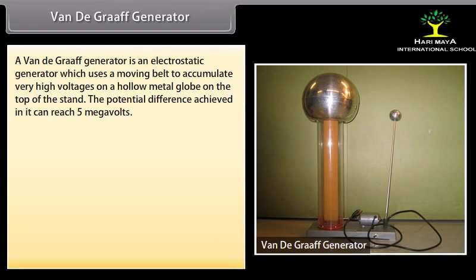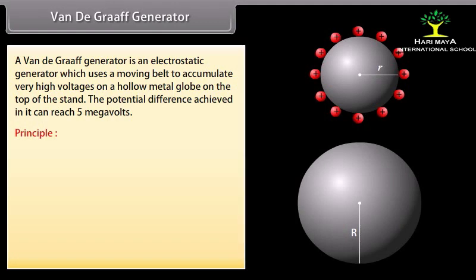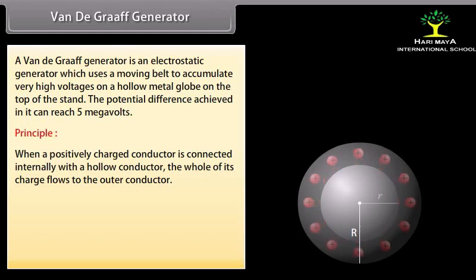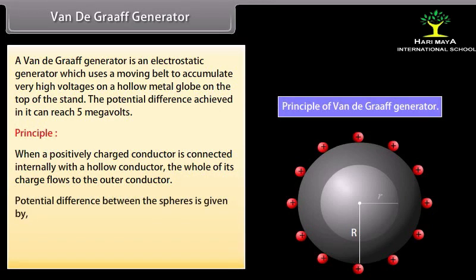Van de Graaff generator. A Van de Graaff generator is an electrostatic generator which uses a moving belt to accumulate very high voltages on a hollow metal globe on the top of the stand. The potential difference achieved in it can reach 5 megavolts. Principle: when a positively charged conductor is connected internally with a hollow conductor, the whole of its charge flows to the outer conductor. Potential difference between the spheres is given by VR minus VR is equal to Q upon 4 pi epsilon naught multiplied by 1 by R minus 1 by R.